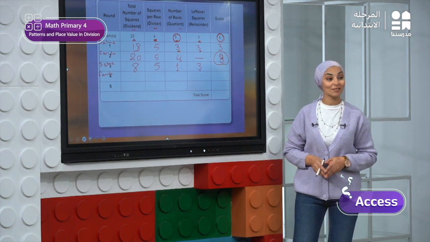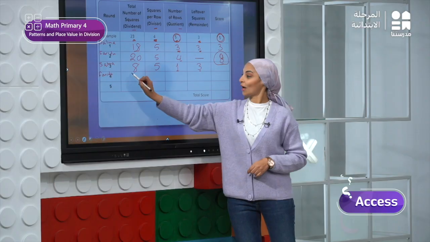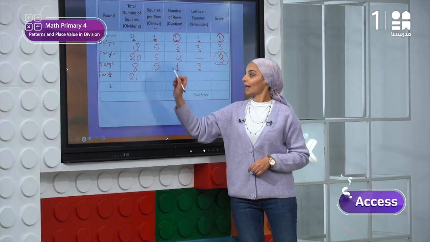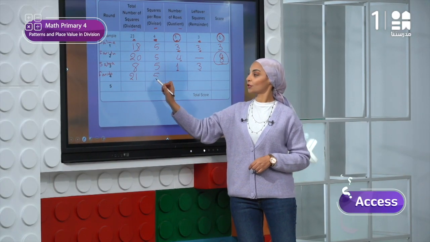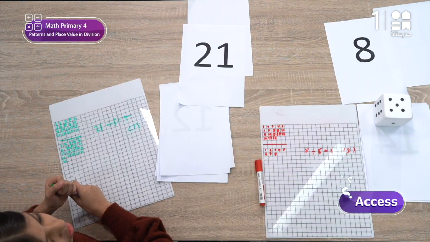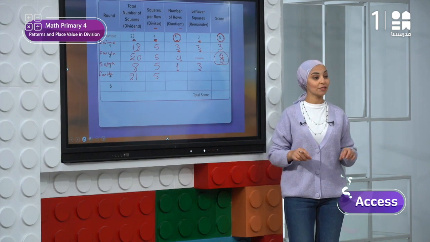Can you tell me what's your number? The dividend? 21. So I write it here. And you have the same divisor when you roll the dice, right? It's number 5. So when you draw the rows, how many equal rows يا فريدة?